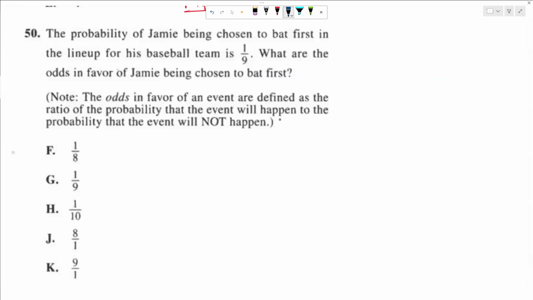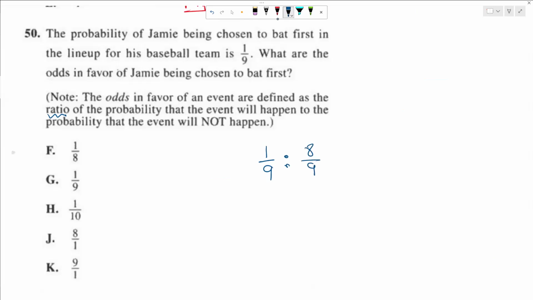The probability of Jamie being chosen to bat first in the lineup of his baseball team is 1/9. What are the odds in favor of Jamie being chosen to bat first? And then they expressed that the odds in favor of an event are defined as the ratio of the probability that the event will happen. So for that, it's 1/9 that it will happen, to the probability that the event will not happen. If it's 1/9 that it would happen, then if it won't happen, it's basically 8/9.